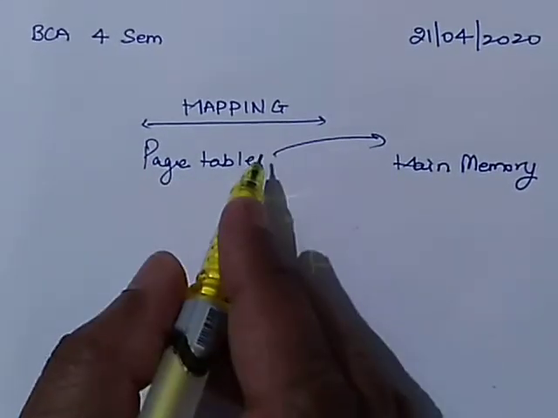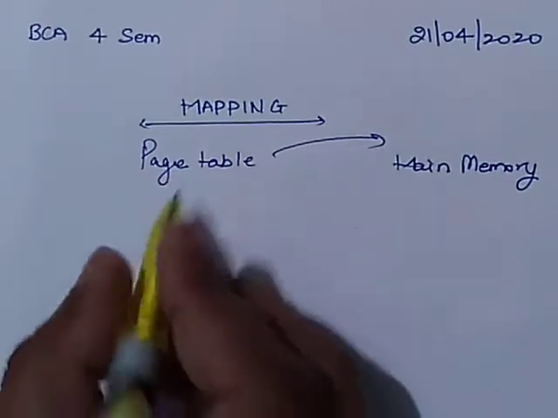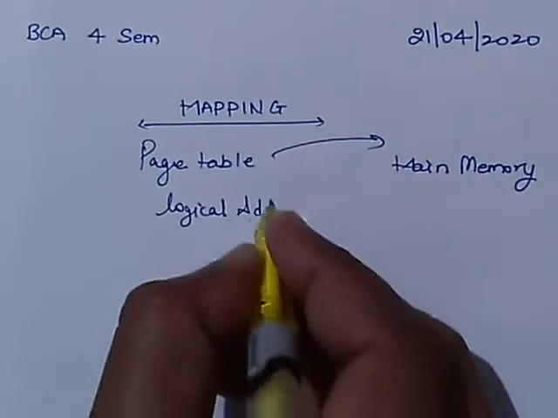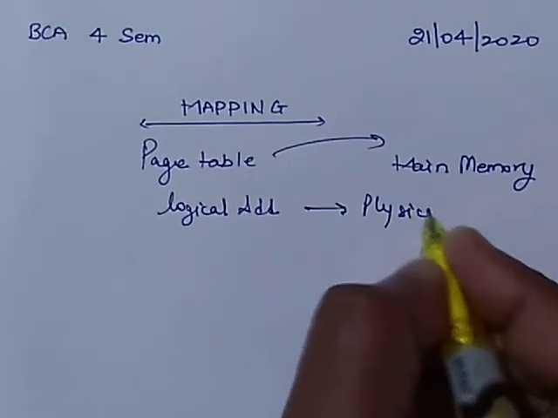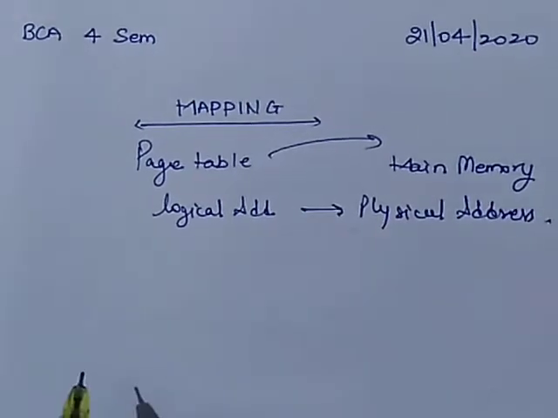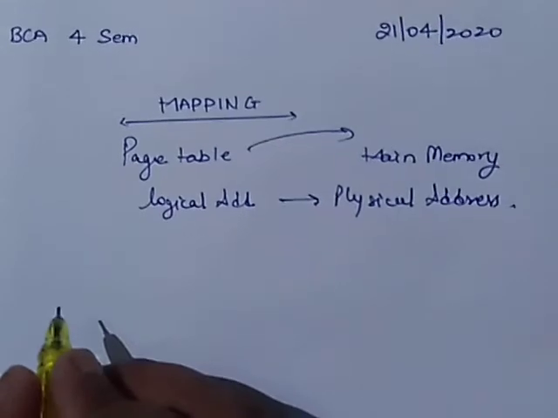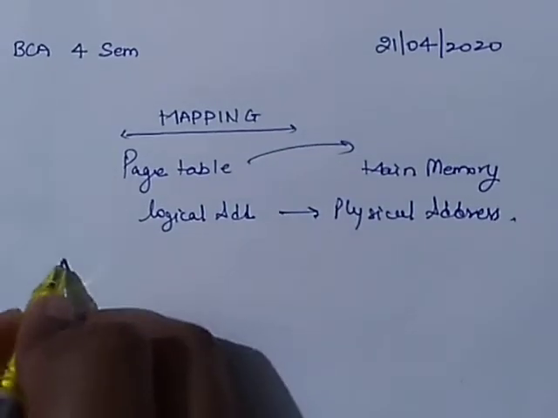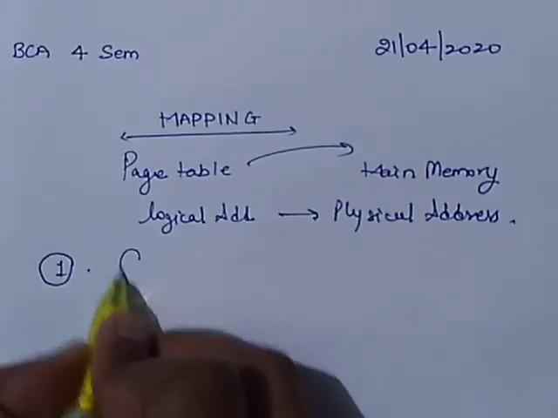In an operating system, there is always a requirement of mapping from logical address to physical address. However, this process involves various steps which are defined below. The first step is generation of logical address.